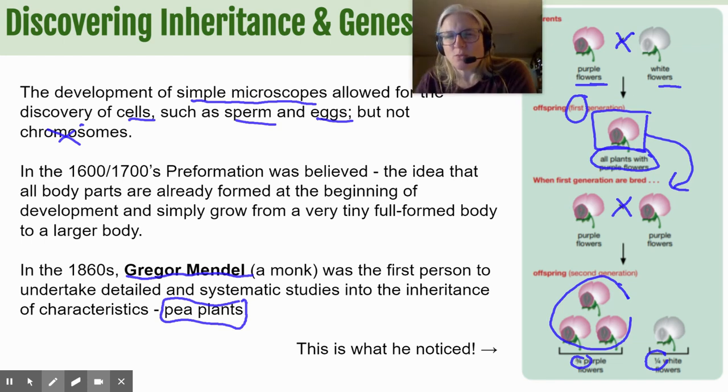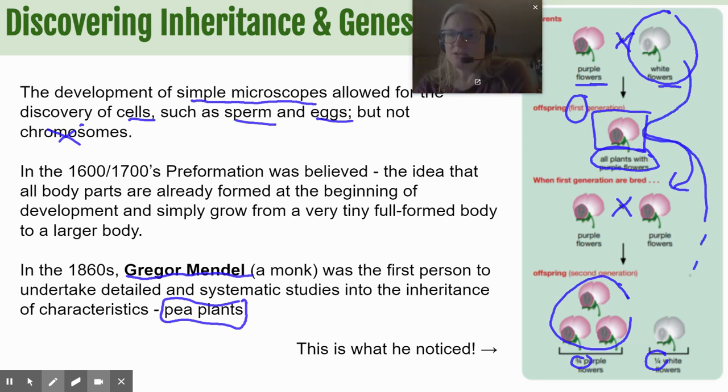So he was like, what's going on here? So somehow this white gene, or he called them factors, must have been carried through the offspring but not shown until the second generation later. They were visible then. So this really piqued his interest, and he did a lot of experimenting to see what was happening to these factors.